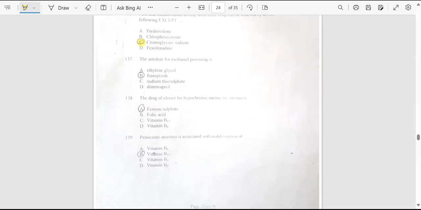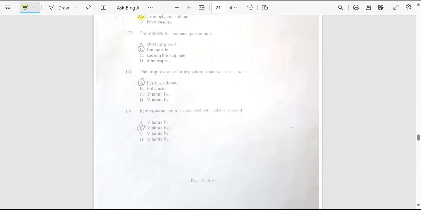So 137, the antidote for methanol poisoning. Those guys who drink illicit brew. You'll give them for my people.